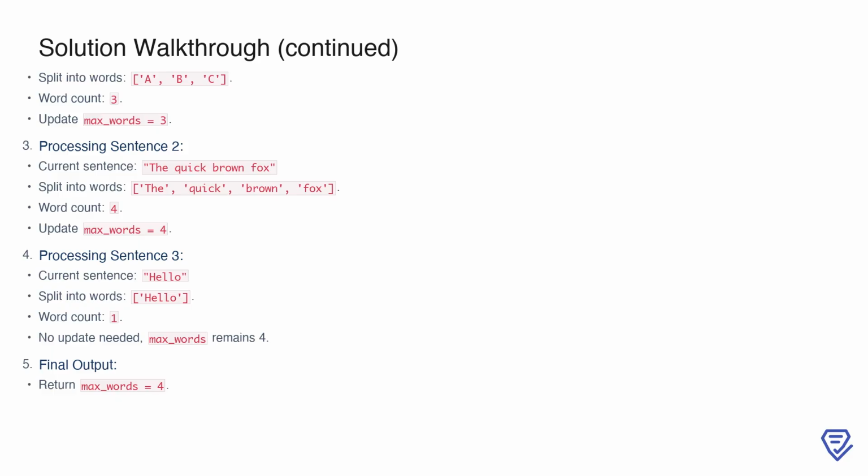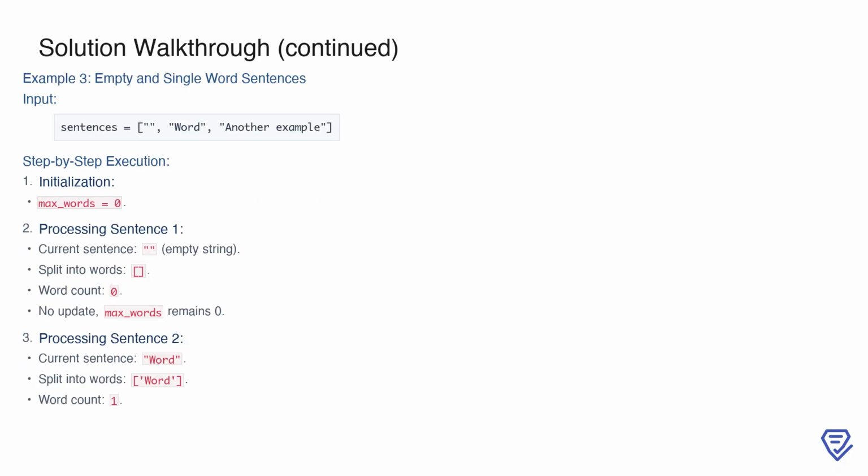Next, we process the second sentence, "the quick brown fox", and split it into words, resulting in [the, quick, brown, fox]. The word count here is 4, which is greater than the current value of max_words. As a result, we update max_words to 4. Finally, we process the third sentence, "hello", which splits into [hello]. The word count for this sentence is 1. Since 1 is not greater than the current value of max_words, which is 4, we do not make any changes. At the end of this example, the maximum word count is 4, so the output is max_words equals 4.